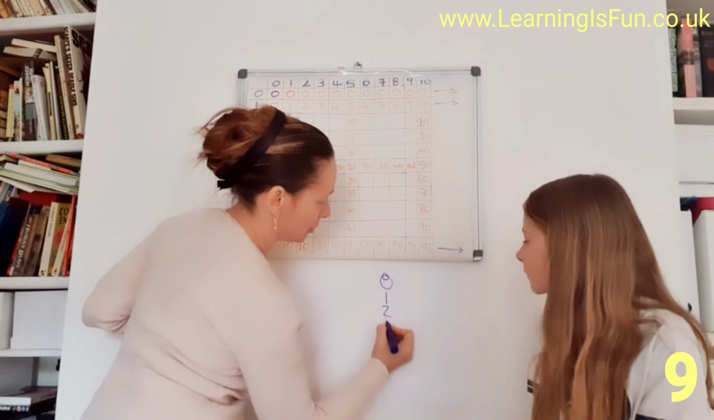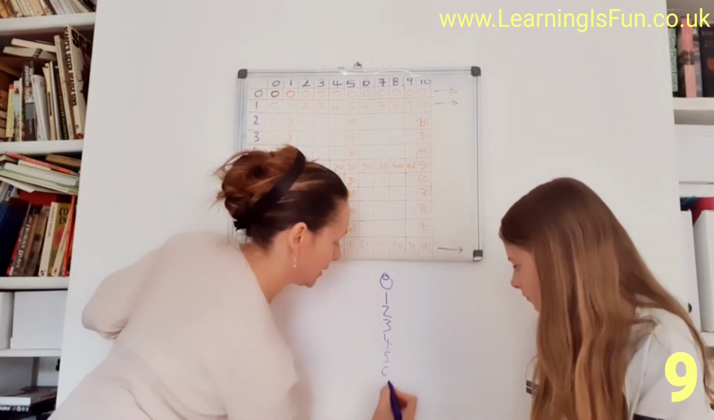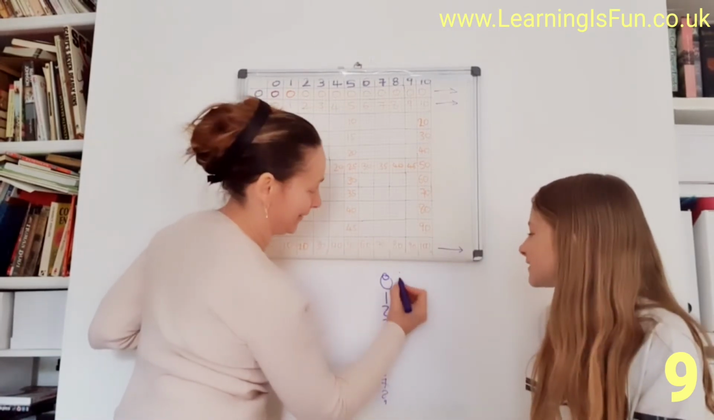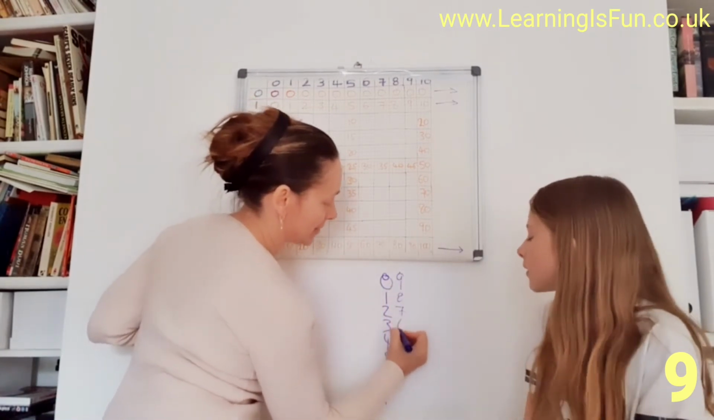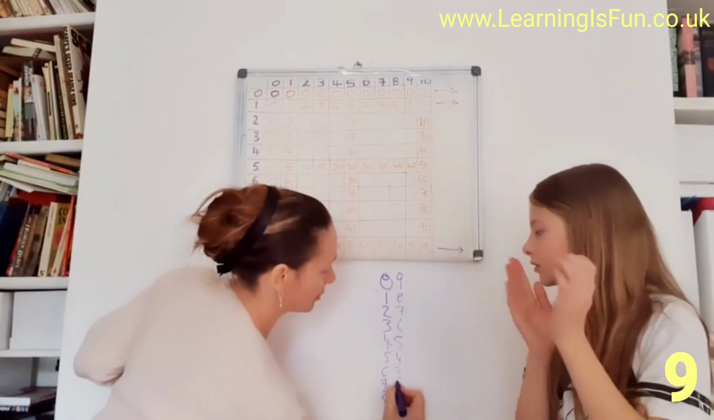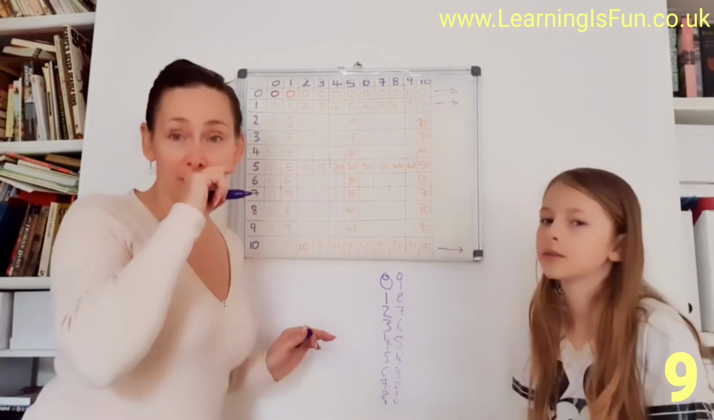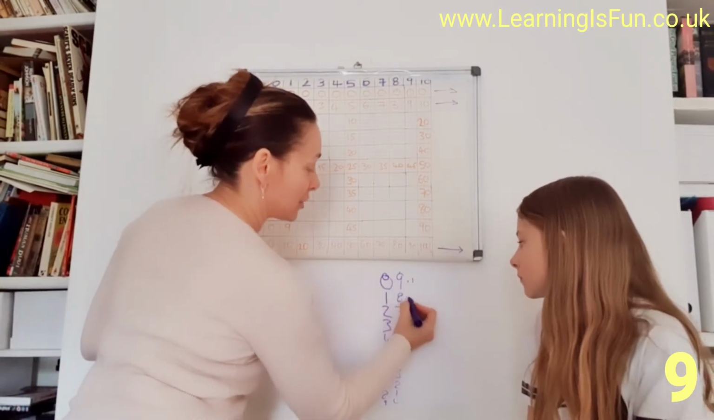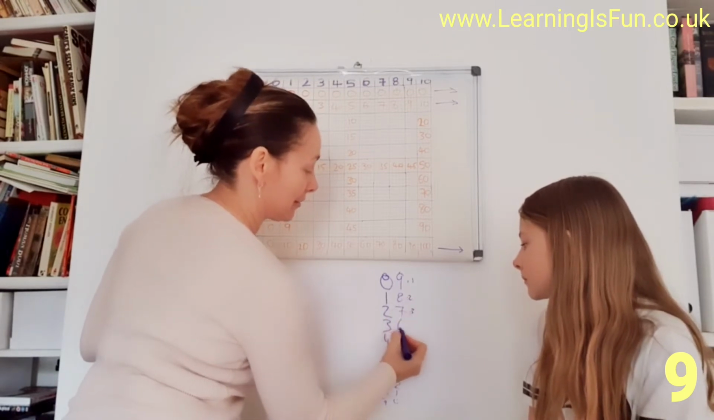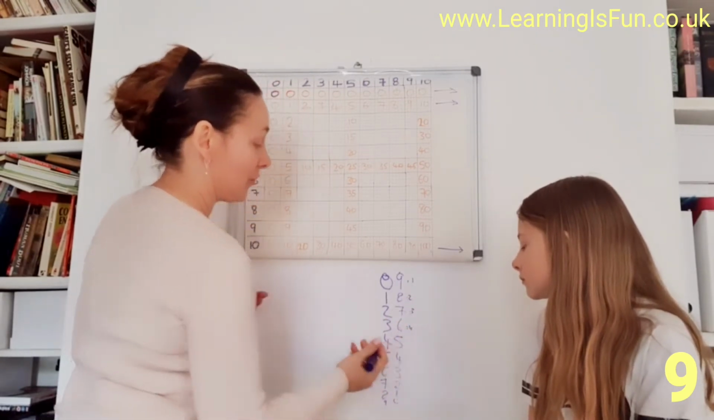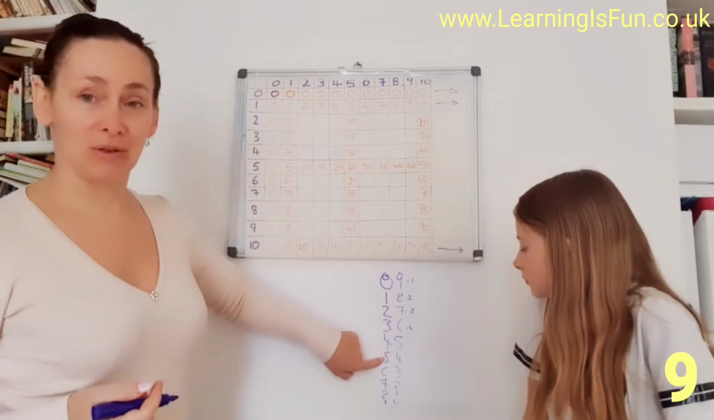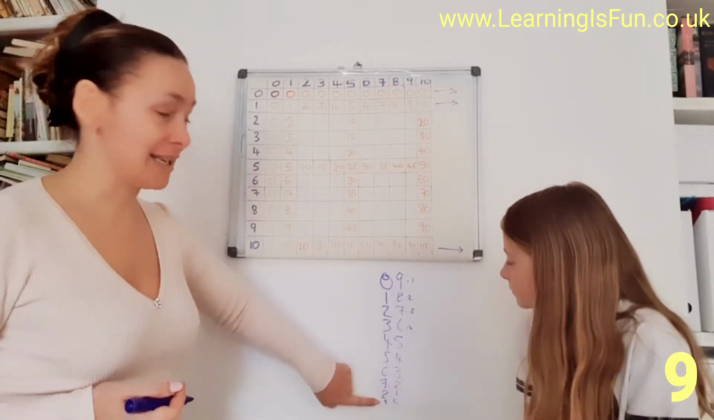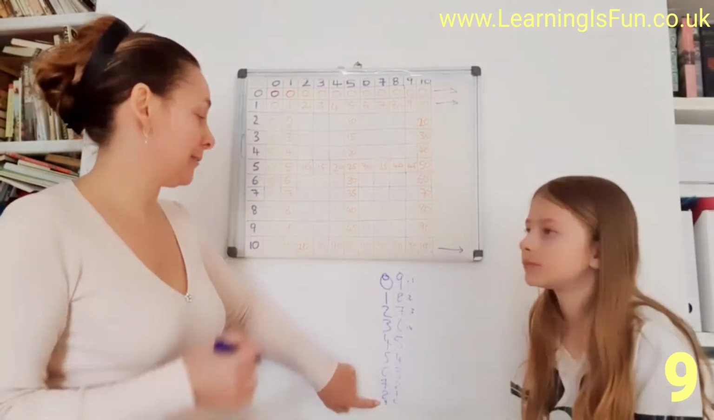0, 1, 2, 3, 4, 5, 6, 7, 8, 9, and then write it backwards: 9, 8, 7, 6, 5, 4, 3, 2, 1, 0. That's your times tables for the 9. So 9 is one 9. 18 is 2 9s. 27 is 3 9s. 36 is 4 9s. So 5 times 9 is 45. 6 times 9 is 54. 7 times 9 is 63. 8 times 9 is 72. 9 times 9 is 81. And 10 times 9 is 90, which you can also do with your 10s, obviously.